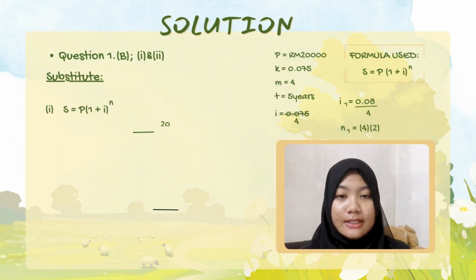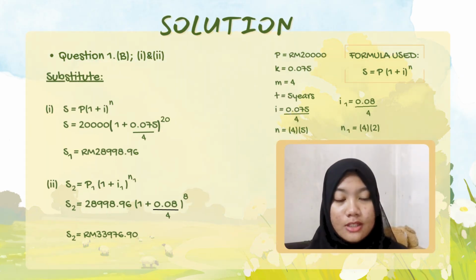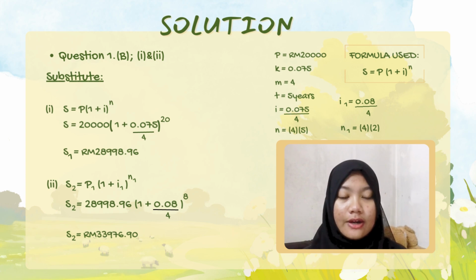Now I'm going to explain question 1B, which is: Bazila invests RM20,000 in an account that earns 7.5% interest compounded quarterly. We are going to find the amount Bazila will receive at the end of 5 years, which is question 1. And then question 2: after 5 years, the bank increased the interest rate to 8% compounded quarterly. Find the amount in Bazila's account at the end of 7 years of investment.